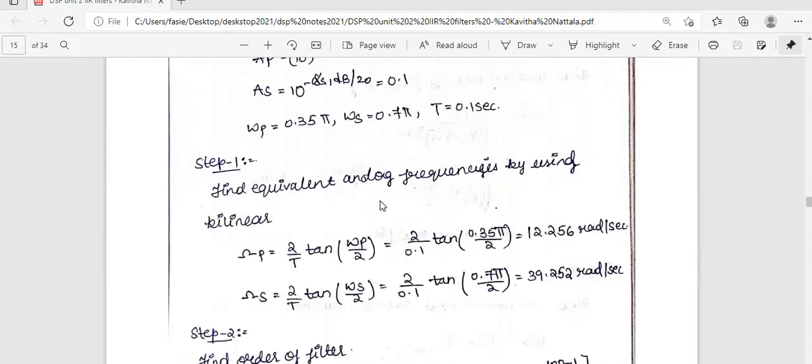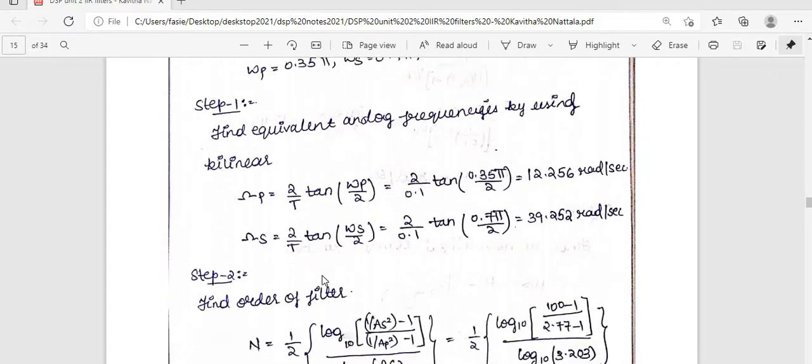So the first step is to find the equivalent analog frequency by using the bilinear transformation. How do we find the analog frequency? The analog frequency of the pass band, omega p, is given by 2 by T tan of omega p by 2. We have omega p in degrees, so we are converting it into radian per second by applying this formula, right? So we get omega p and omega s.